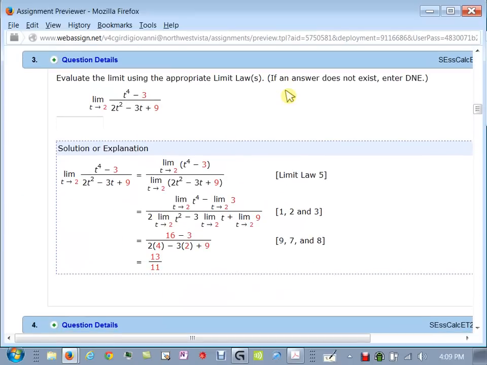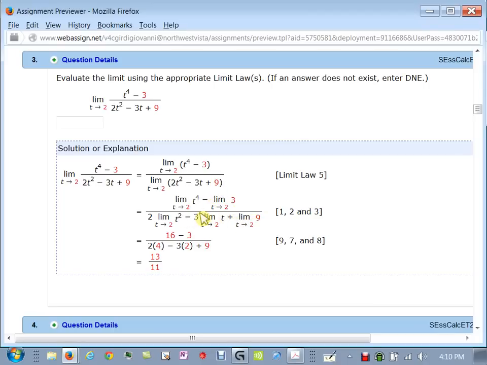Next one. Evaluate the limit using the appropriate limit laws. So again, on this one, I'm going to just use the solution here. So you have the limit of a fraction, or a ratio. So you can apply the limit to the top and bottom separately, which is done here. And now, because you have subtraction, you can apply the limit to each one individually. And then on the bottom, you have 3 terms separated by addition, subtraction, all right? So you do the limit on each one of those. And then since this one has a 2, we pull the 2 out. This one has a -3, we pull -3 out. And then this one is just 9.